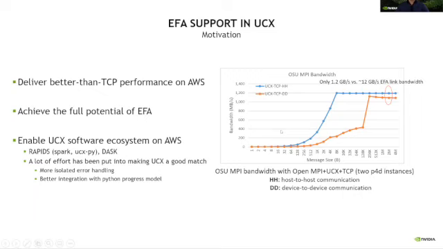in UCX. Another important reason is that this will enable the UCX software ecosystem on AWS, and this will enable different libraries such as Spark UCX, UCX-Py and Dask from RAPIDS, because these libraries and frameworks use UCX as their communication backend. In fact, a lot of effort has been put into making UCX a better match for these kinds of libraries. For instance, having more isolated error handling and a better integration with the Python progress model by, for instance, having the wake-up feature that we have in UCX. So we really don't want to replicate all this effort on top of libfabric, for instance, and it would be great if we can reuse UCX.